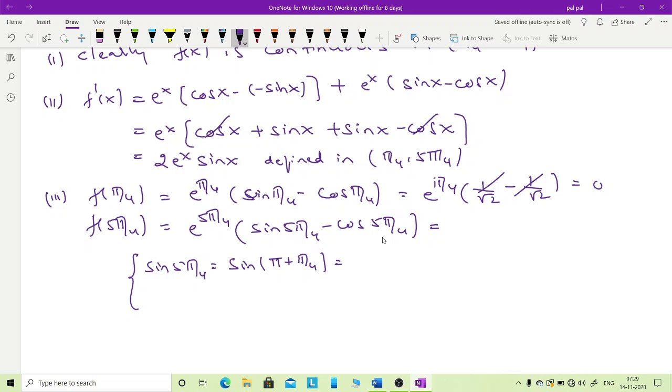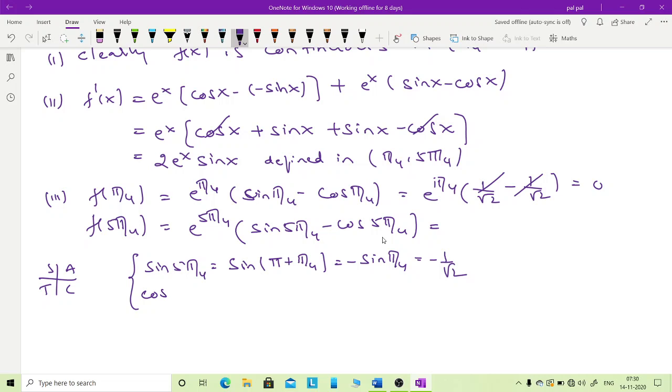Sin 180 plus theta. According to ASTC rule, 180 plus means it is in the third quadrant. In the third quadrant only tan is positive, so sin becomes negative. So it is minus sin pi by 4. Since there is pi, it stays sin, it does not become cos. So its value is minus 1 by root 2.